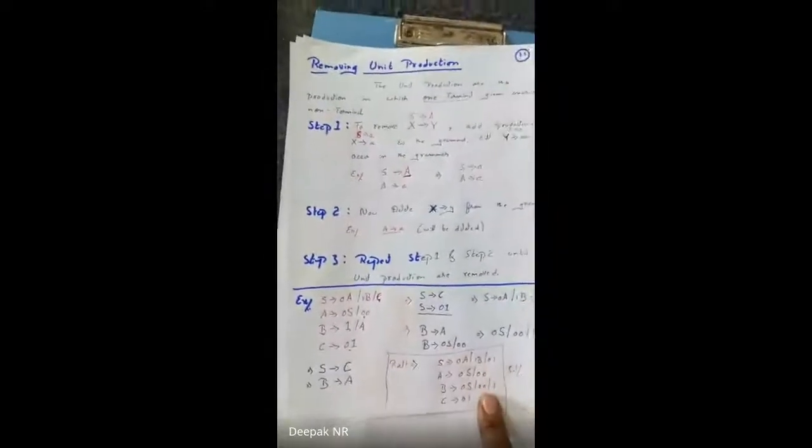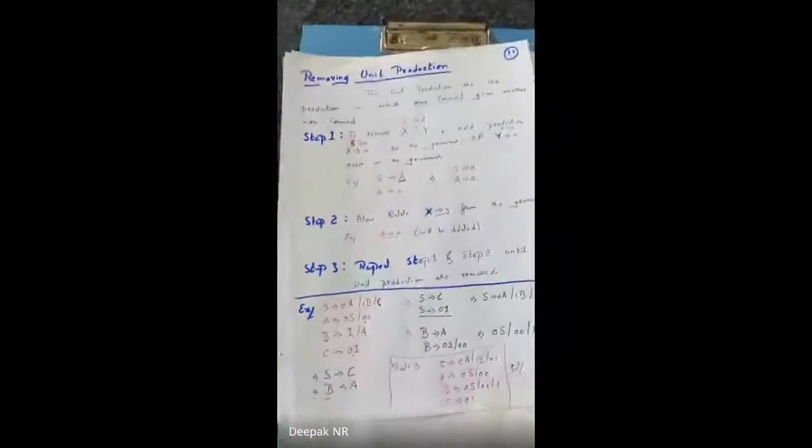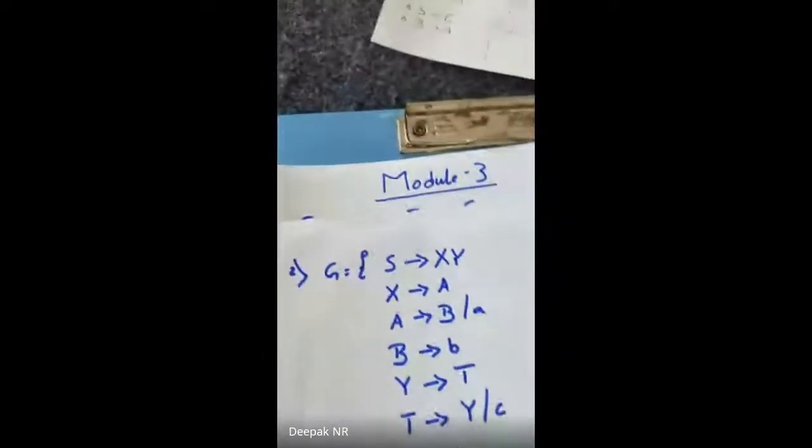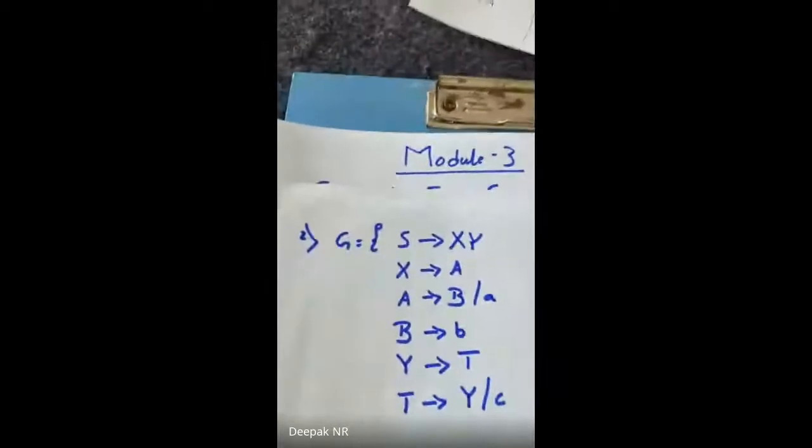This concept is called as removing a unit production. Is that clear, guys? For the more queries, I will take one more problem and then I will solve for it. Is that clear? Okay. Now the given problem goes like this.